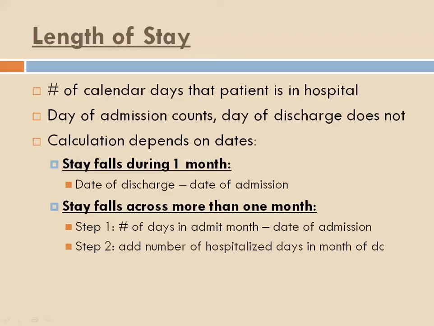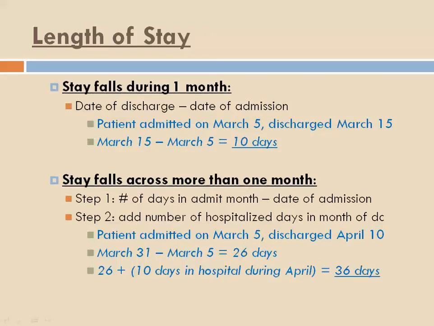The calculation, or how you determine length of stay, depends on the dates. If the patient's stay was all contained within 1 month, then you simply subtract the date of admission from the date of discharge. If their stay falls across more than 1 month, it becomes a two-step process. Step 1, you take the number of days that are in the admission month and subtract the date of admission, and then step 2, you add in the number of hospitalized days in the month of discharge. Now that's going to make a lot more sense when we put some actual patient numbers here.